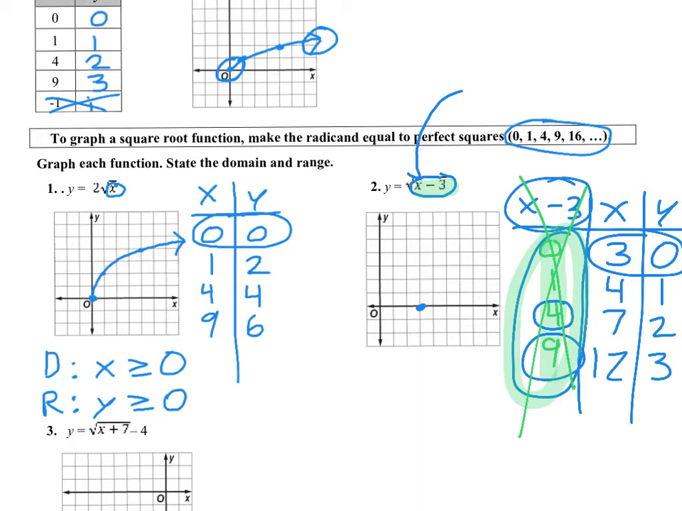And then 4, 1, 7, 2. And that's all that will fit for us.